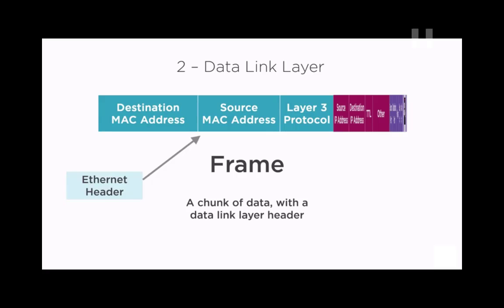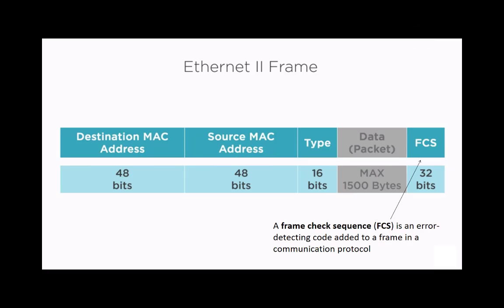In the previous video I showed you what the data link layer is and what a frame is. Basically, a frame is a chunk of data with the data link layer headers. I described each field of the data link layer header in the last video. As you can see, we have a destination MAC address, a source MAC address, a type, and FCS, which is the frame check sequence.